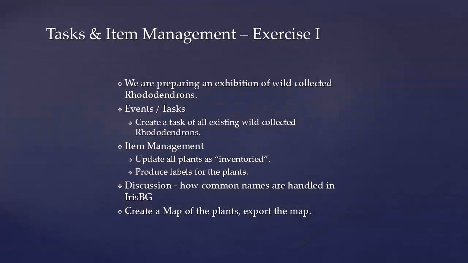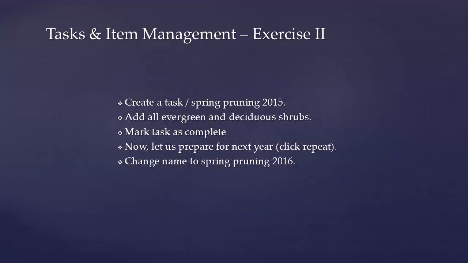So the other exercise that I had planned for us, but I think we've run out of time, but you could try it yourself, is to create a new task with all evergreen and deciduous shrubs, and then repeat that task. As with accessions, if you have a job that you do every year, for example, you can create a list of plants in the garden that you're going to prune every spring or autumn, and then use the repeat function to prepare it for next time as well. I'm not going to do that now because we are a bit short of time.